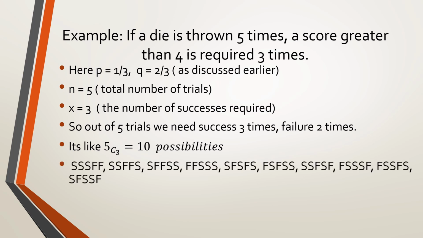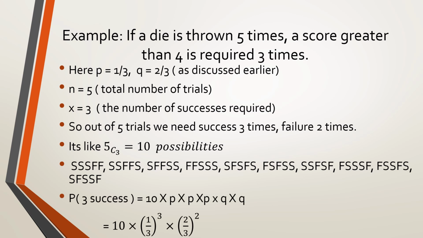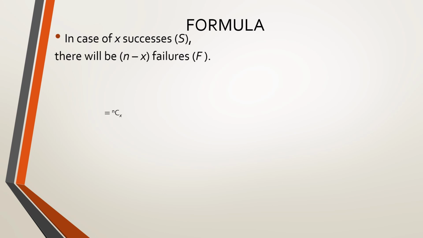So now what is the probability of 3 successes? It will be 10 possibilities, and then the probability of success 3 times and the probability of failure 2 times. So it's 10 times (1 by 3) raised to 3 and (2 by 3) raised to 2. So here now we are getting ready to get the formula. In case of x successes, obviously there are n minus x failures.